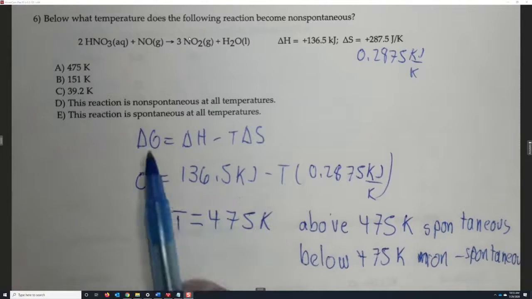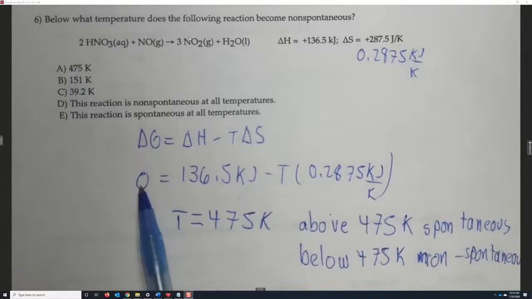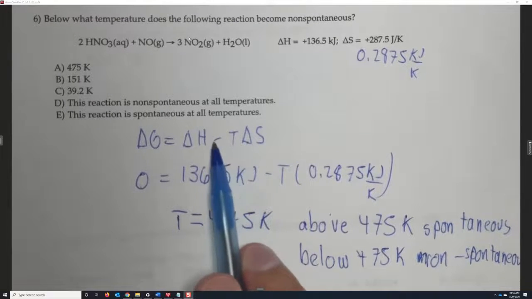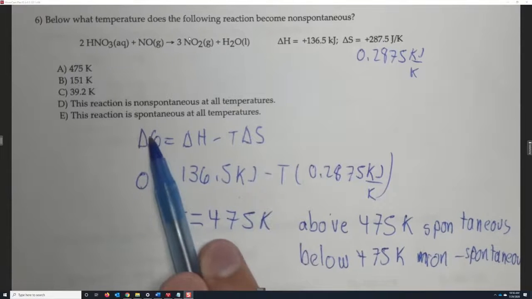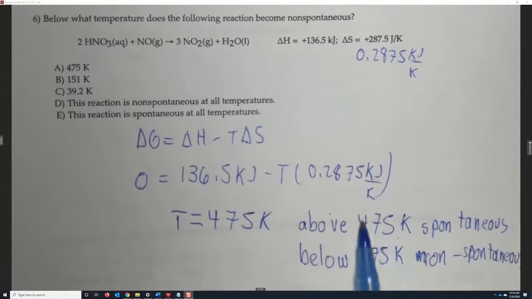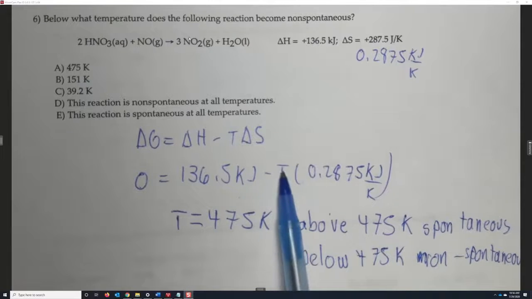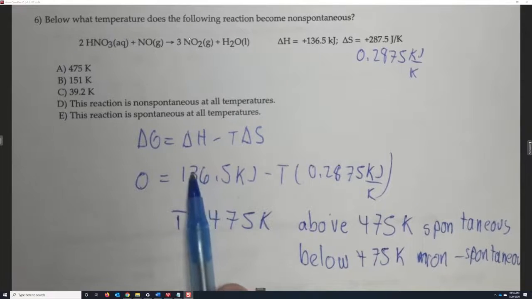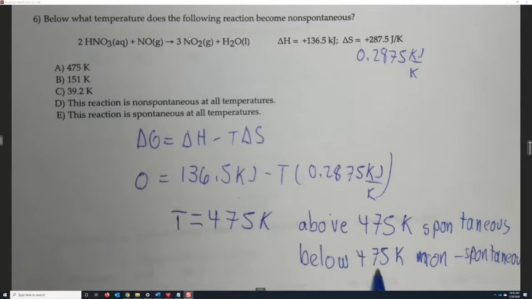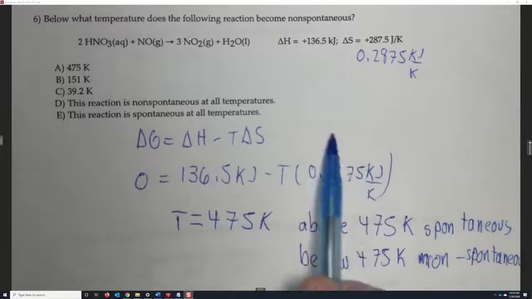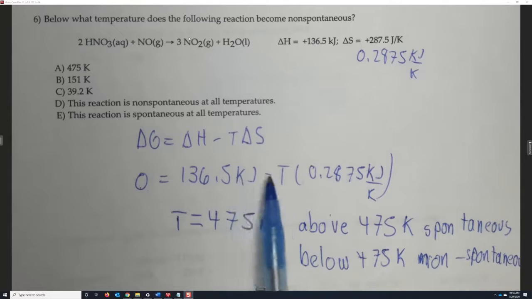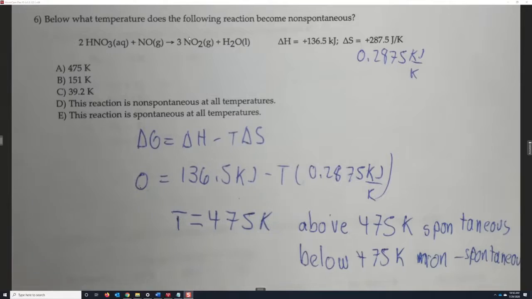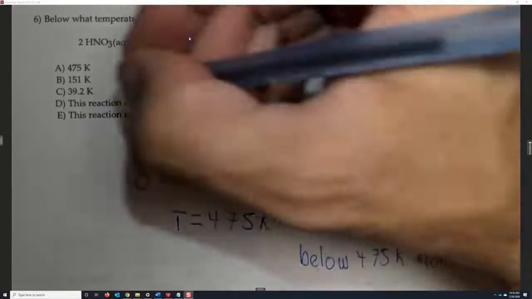So this 0 is the tipping point. Since this is positive, we need this T delta S to be negative enough to make this overall negative. That happens when we're above 475K. So 476, for example, times this will be a larger negative number than this is a positive number. However, at any temperature below that, say 474K, this is going to be too small. So when we subtract it, we still get a positive number. So this is the tipping point, and the answer here is choice letter A.